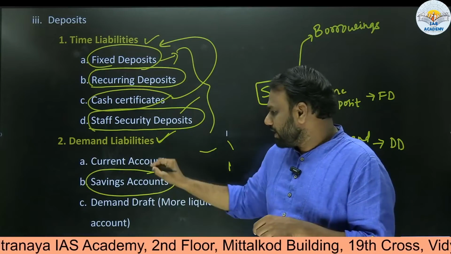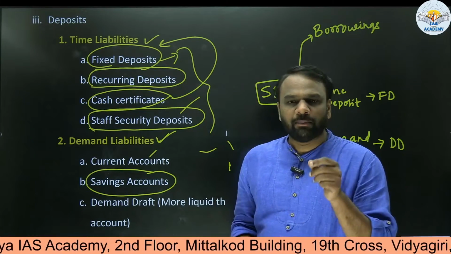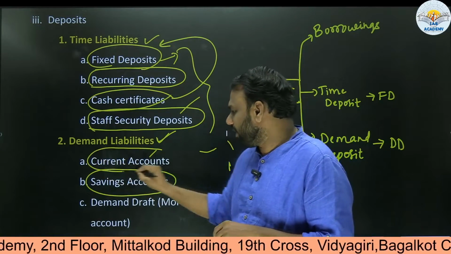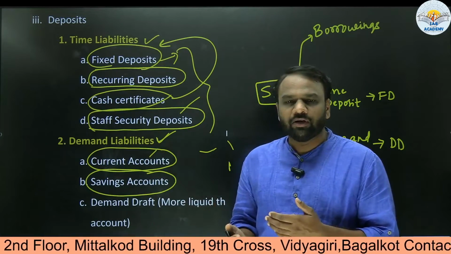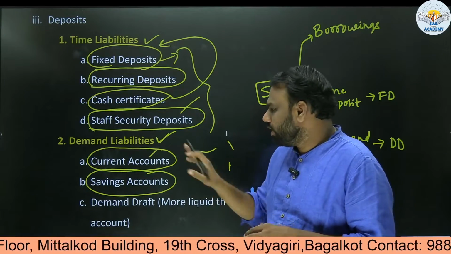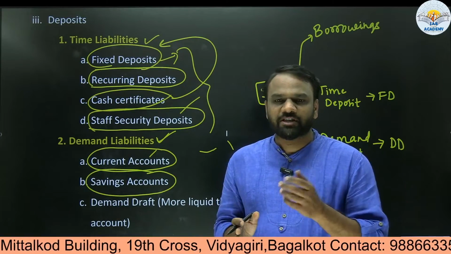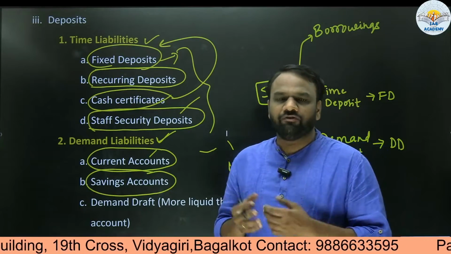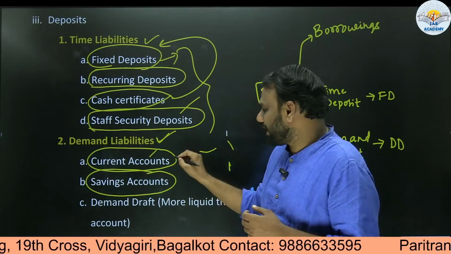If they give you a current account and ask whether it's a time liability or demand liability, it's a demand liability. These current accounts are maintained by whom? As savings accounts are maintained by the common man, current accounts are maintained by business people. Those who own a business require some extra features, so that's why they go for a current account.